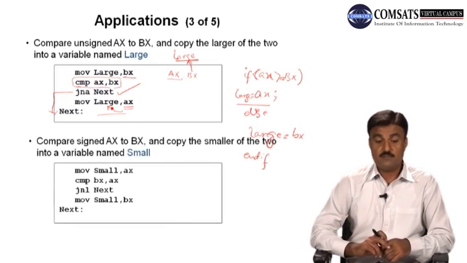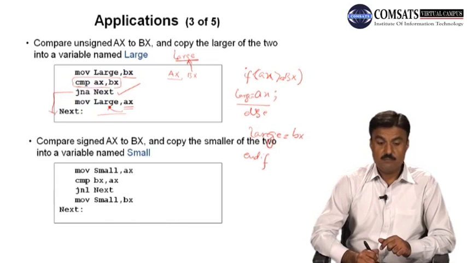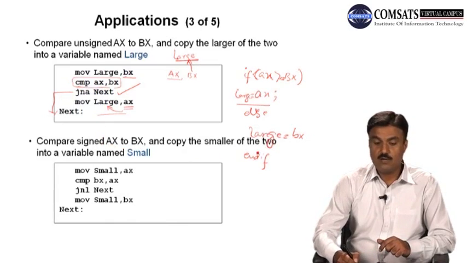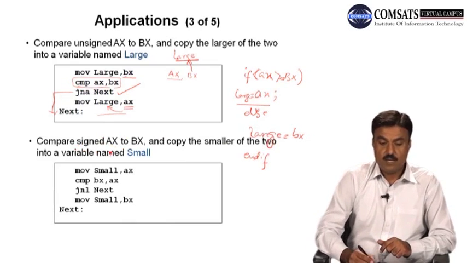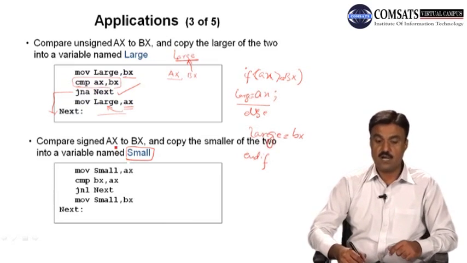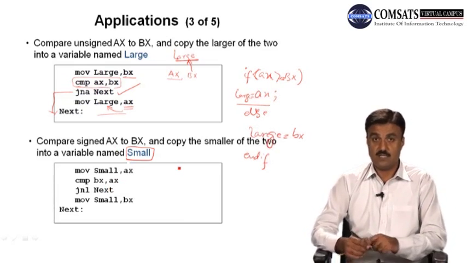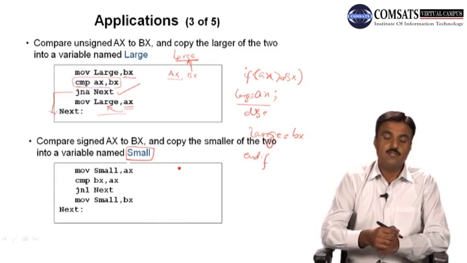The next task is to compare signed AX and BX and copy the smaller of the two into a variable named small. This is almost similar, but now we are using signed values, and definitely for signed comparisons we will use less than, greater than, not less than or equal, greater than or equal, and so on.